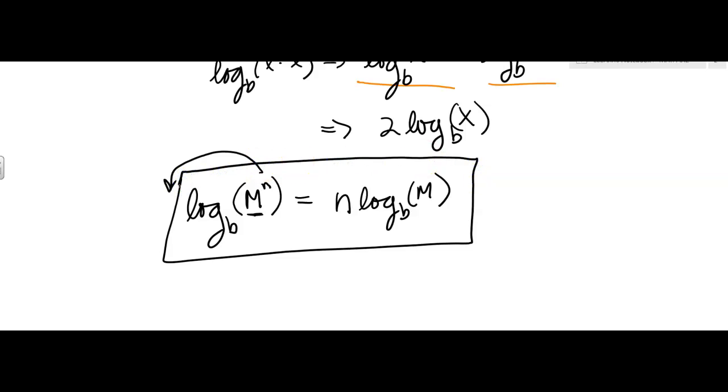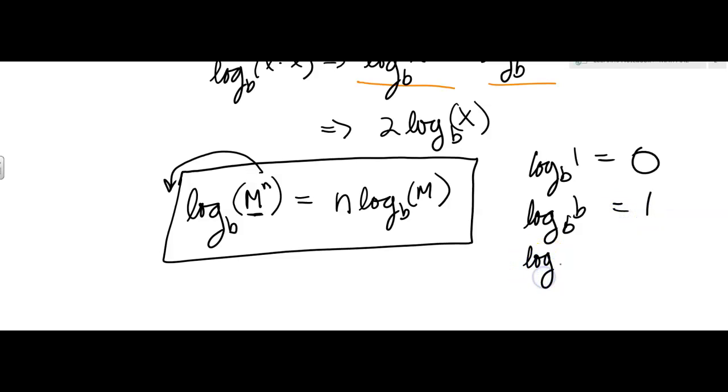So how many rules do we have? We have our basic rules, log base b of 1 equals 0. We have log base b of b equals 1. We have log base b of b to the x, that just equals x. Now, this is kind of a big deal. We use that one a lot.